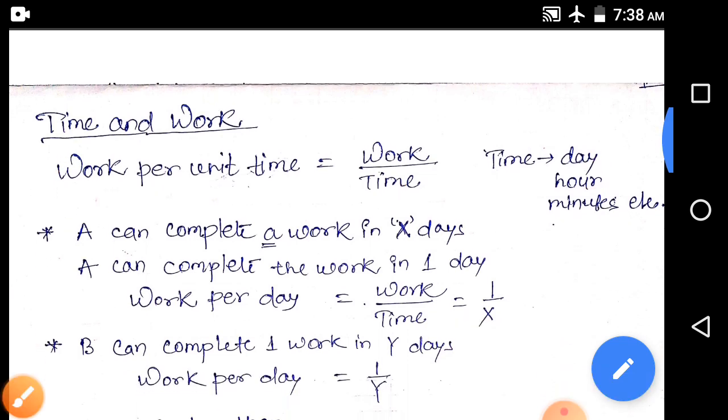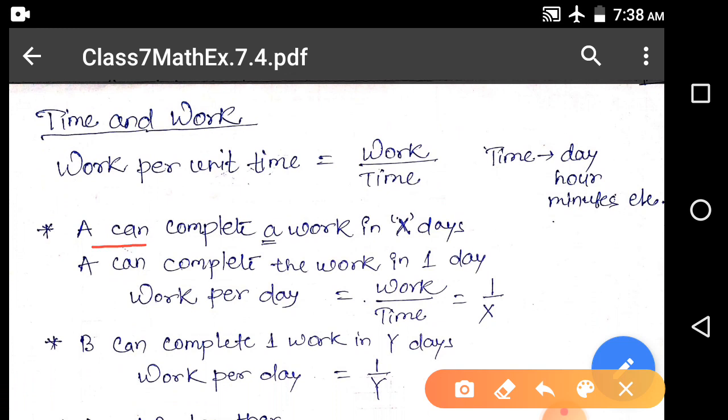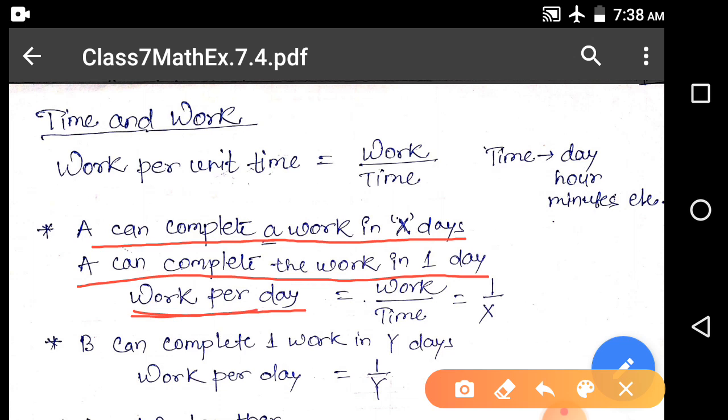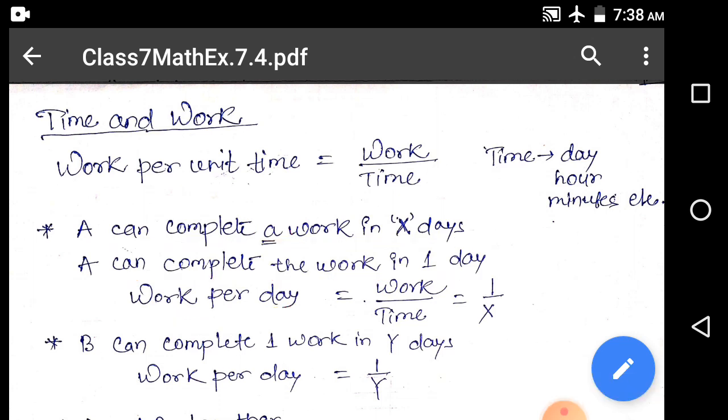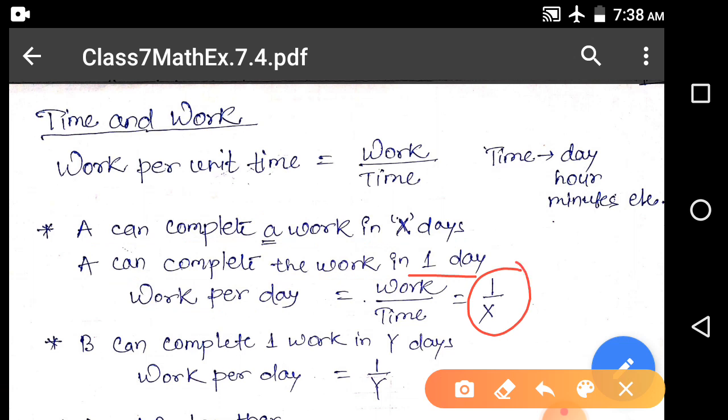Suppose A can complete a work in X days. Then we can find the work A does in 1 day. That means the work per unit day is equal to work by time. Whatever the work is, A can complete a work means one work. So the value of work is 1, and the number of days, that is time, is X. So 1 by X is the part of work that A did in 1 day. That means this is the value of work per unit time.